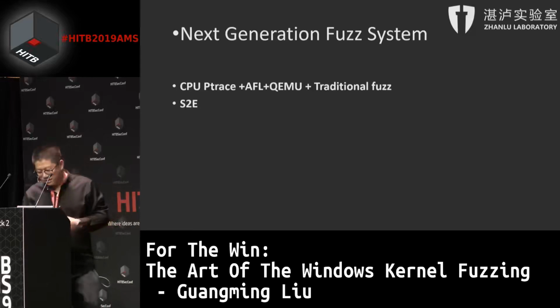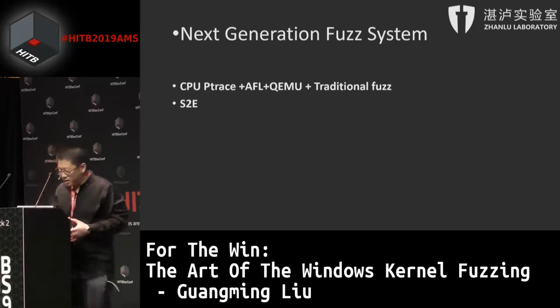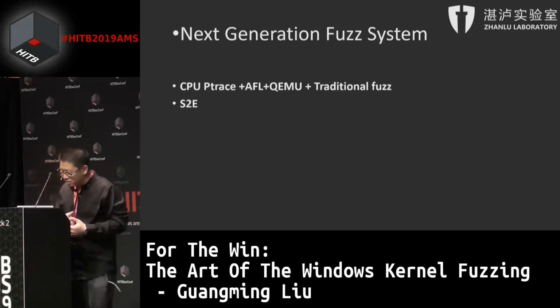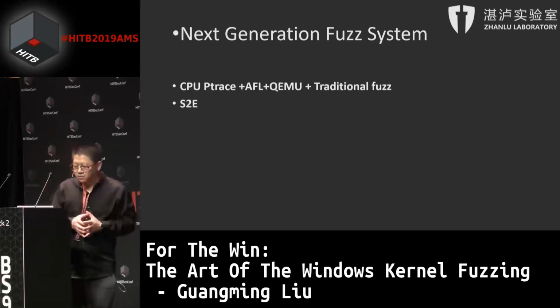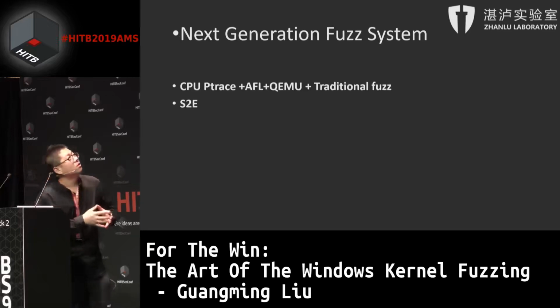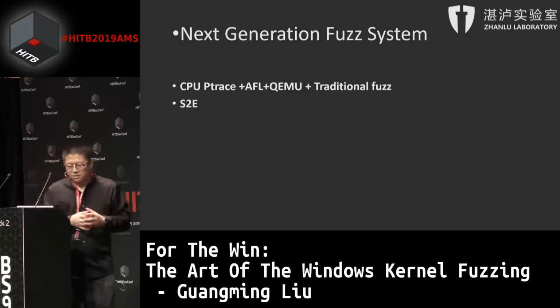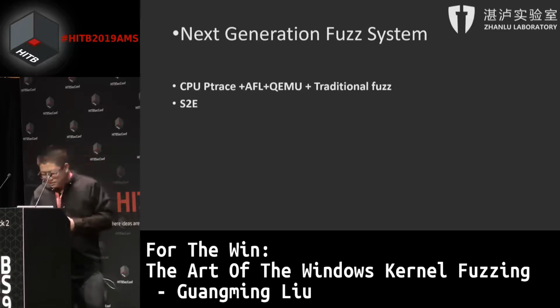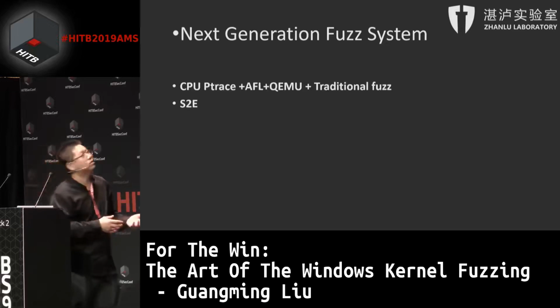Okay, in the following section, I will introduce the next generation fuzz system. The new fuzz system is made of the CPU P-trace and the FL kernel, with my traditional fuzz and some method with the S2E. S2E is for symbolic execution.